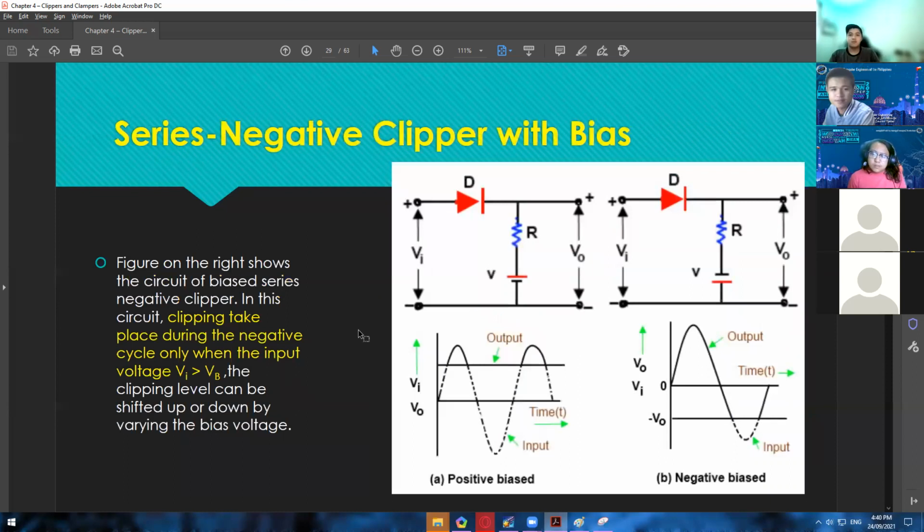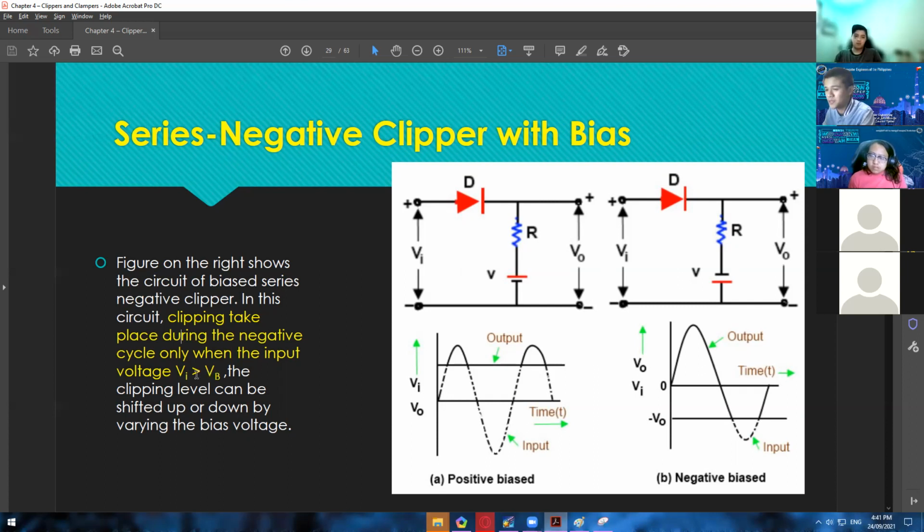So let's now move on to series negative clipper with bias. Okay, so meron na tong, let's say, positive bias or negative bias. So again, I won't be reading this one since same lang din naman yung explanation doon before. But in here, just ito lang siguro yung babasahin ko na. Clipping takes place during the negative cycle only when the input voltage VI is greater than VB.